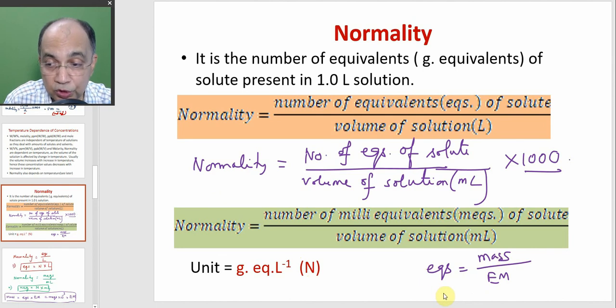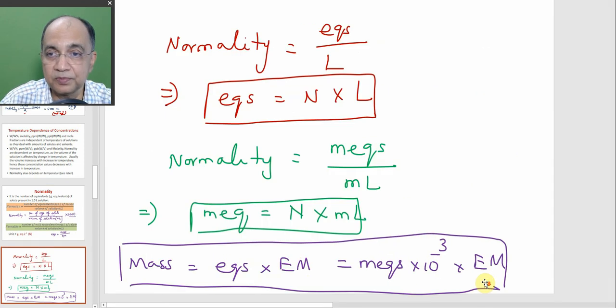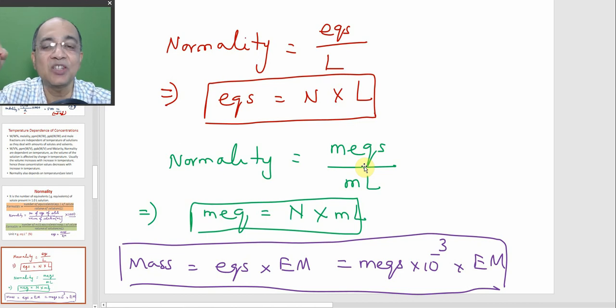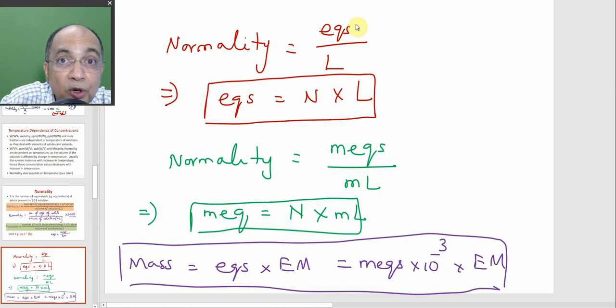The number of equivalents, as you know, is the mass divided by the equivalent mass. Just like the number of moles is mass by molecular mass, the number of EQs is mass by equivalent mass. Now, to put it in a handy shortcut way, normality is equal to the number of EQs by volume in liters, or the number of EQs is equal to normality into volume in liters. Just like molarity into volume in liters was the number of moles, similarly volume in liters into normality is equal to the number of EQs. And my way, normality is also equal to MEQs by ml. So MEQs, the number of milliequivalents, is equal to normality into volume in milliliters.